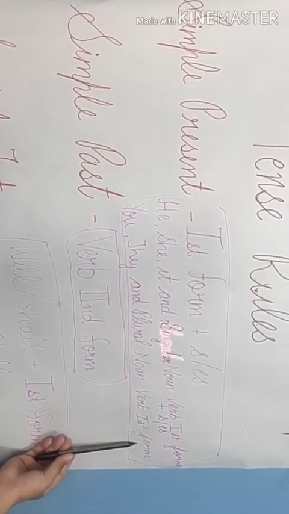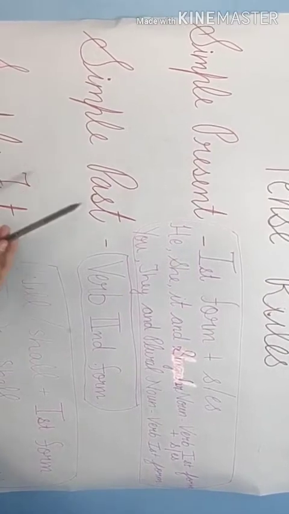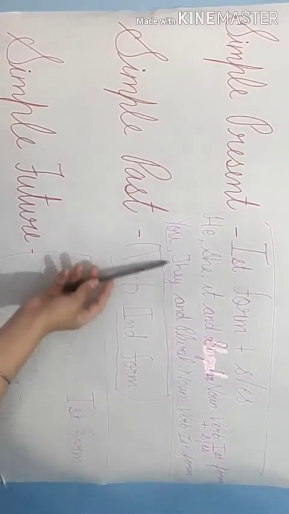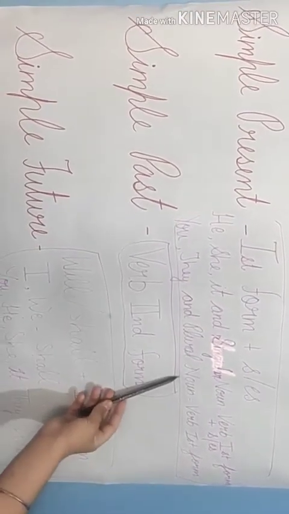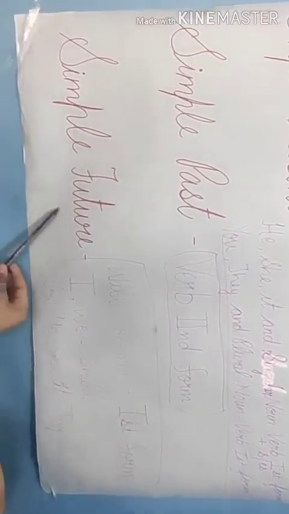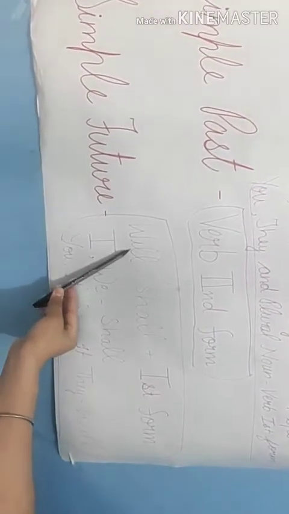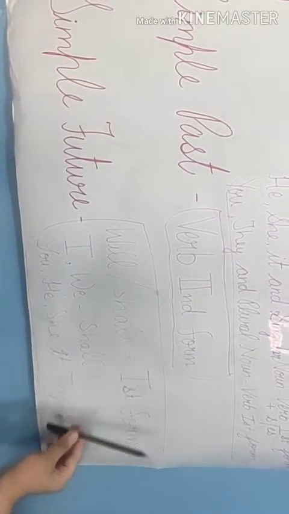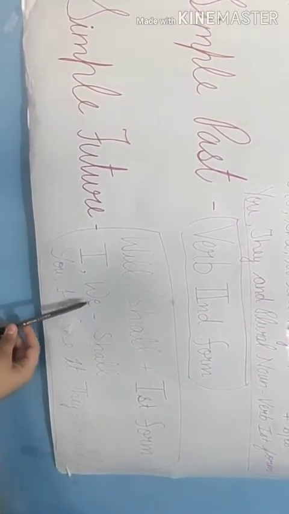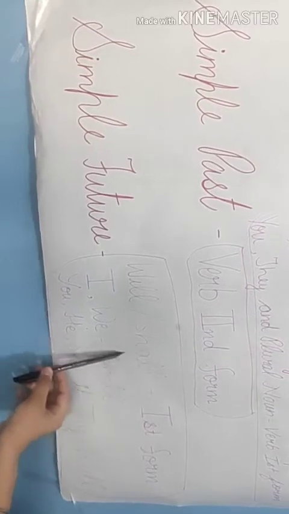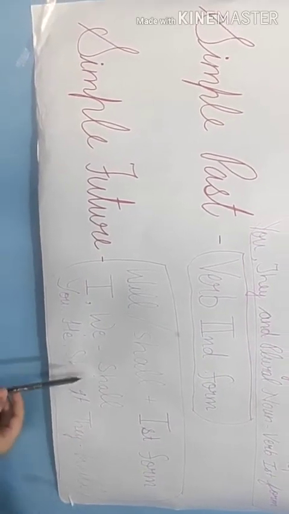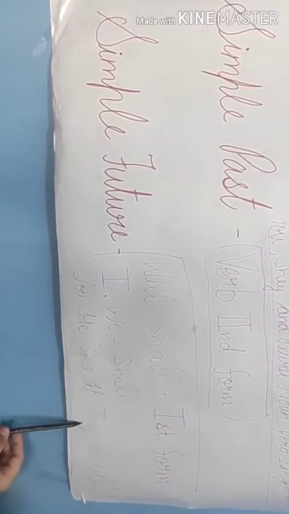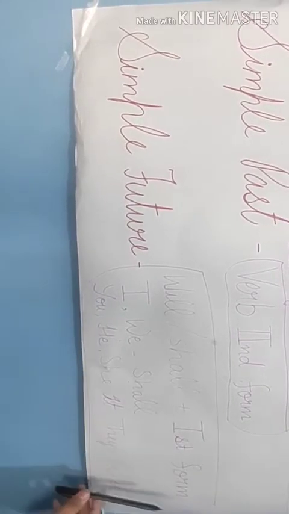When we talk about past tense, meaning an action which has already happened, there we write the verb second form. In future tense, we write will or shall plus verb first form. With I and with we, we always write shall. With you, he, she, it and they, we write will.